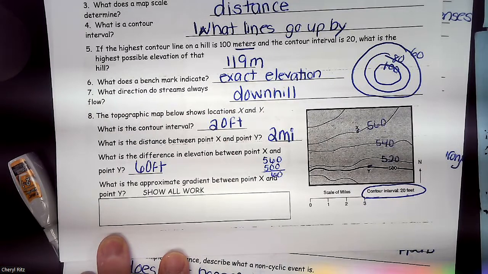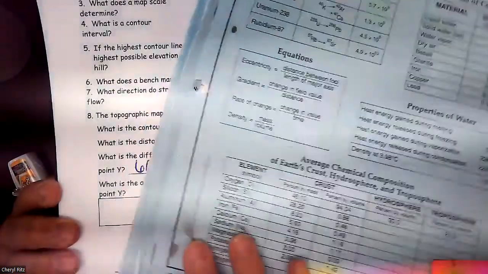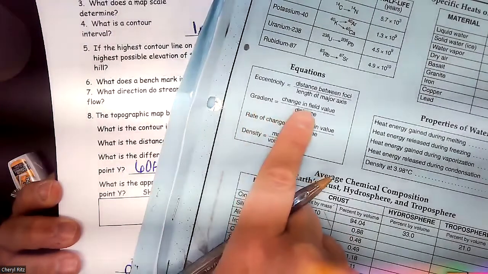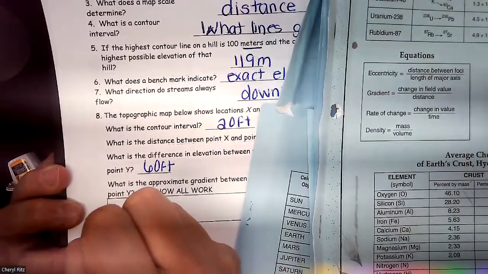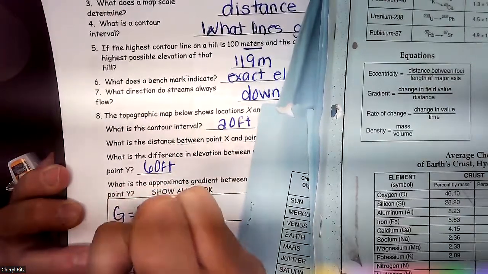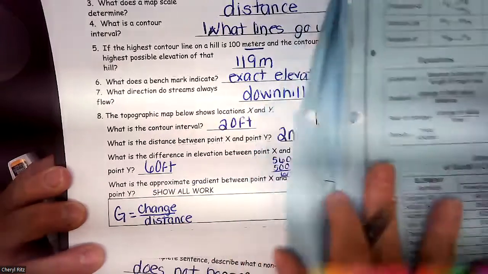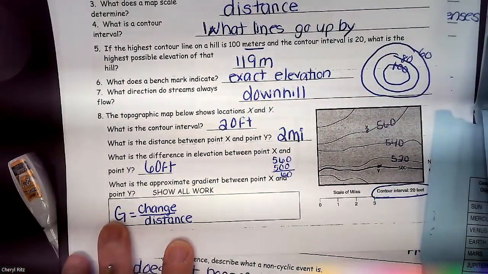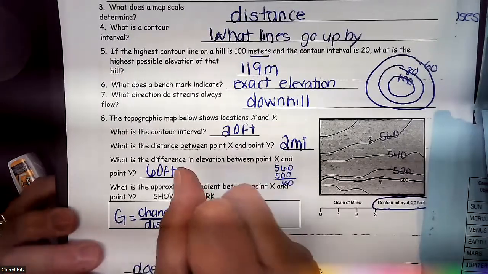Now it says, what is the approximate gradient between X and Y? Show your work. That sounds like math, doesn't it? And we don't just memorize formulas. You have them right here. Gradient is change in field value divided by distance. What the heck does change in field value mean? It just means a change in whatever's being measured. So in this map, we're measuring elevation, but remember, sometimes it could be temperature, sometimes it could be pressure. So it's a change in whatever's being measured. So this time it's a change in elevation.